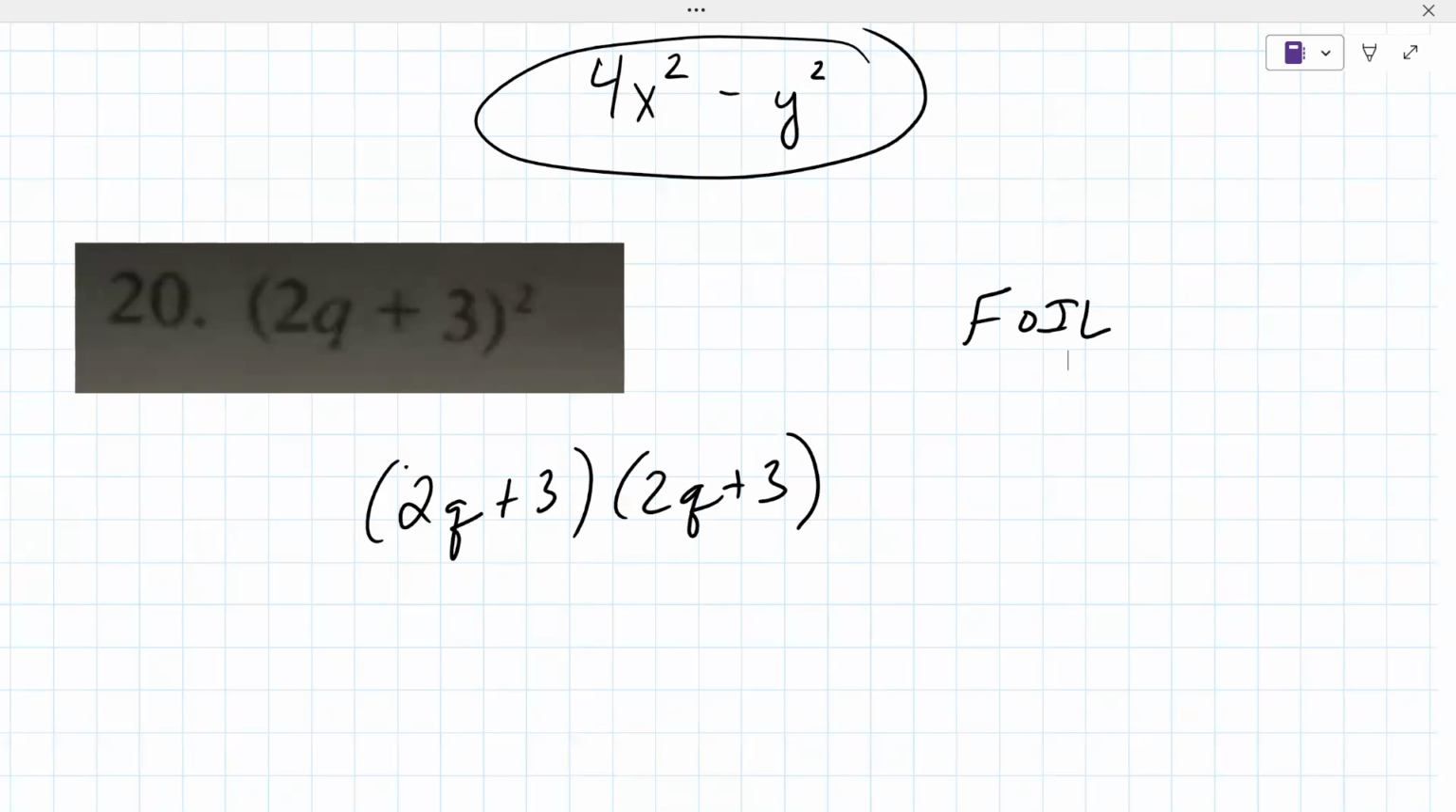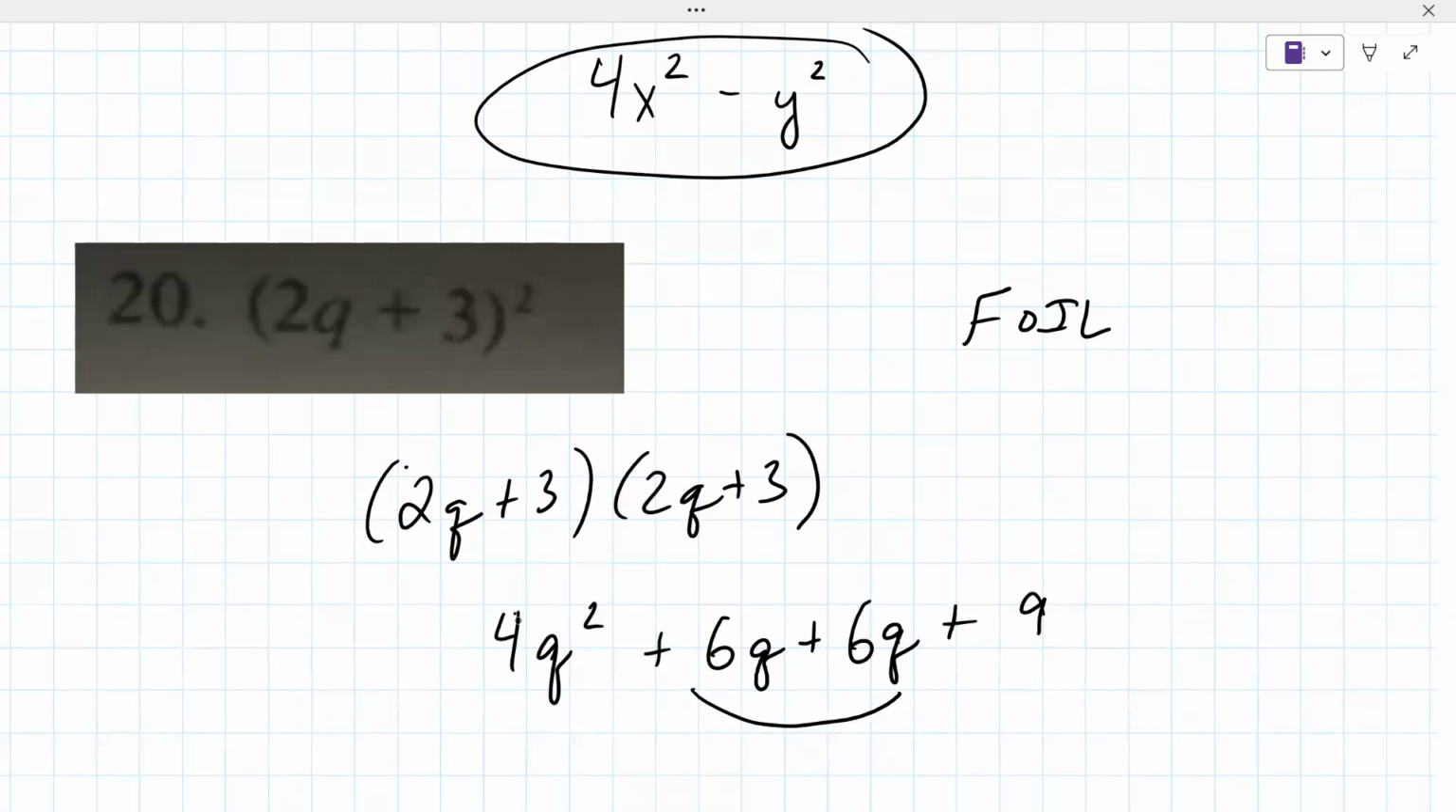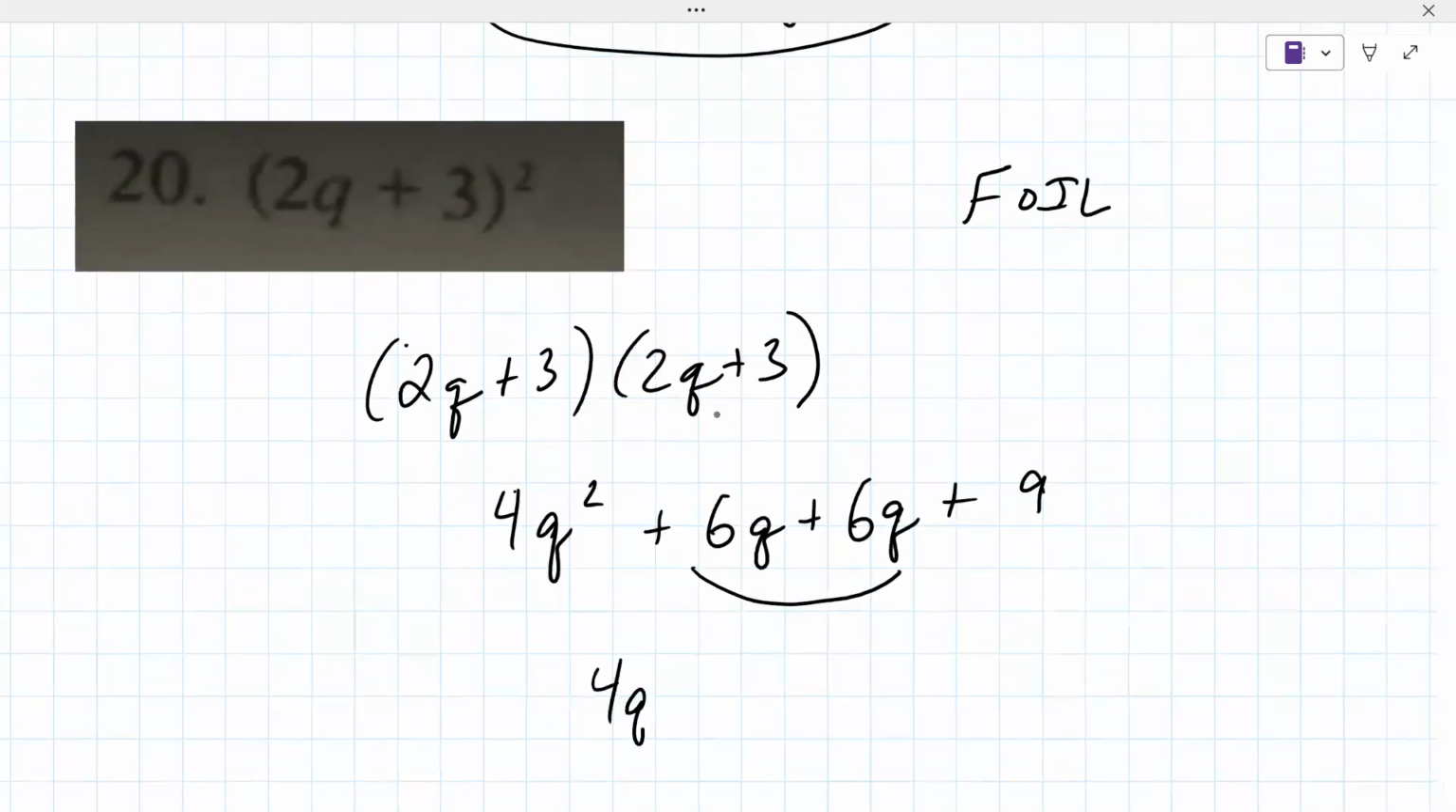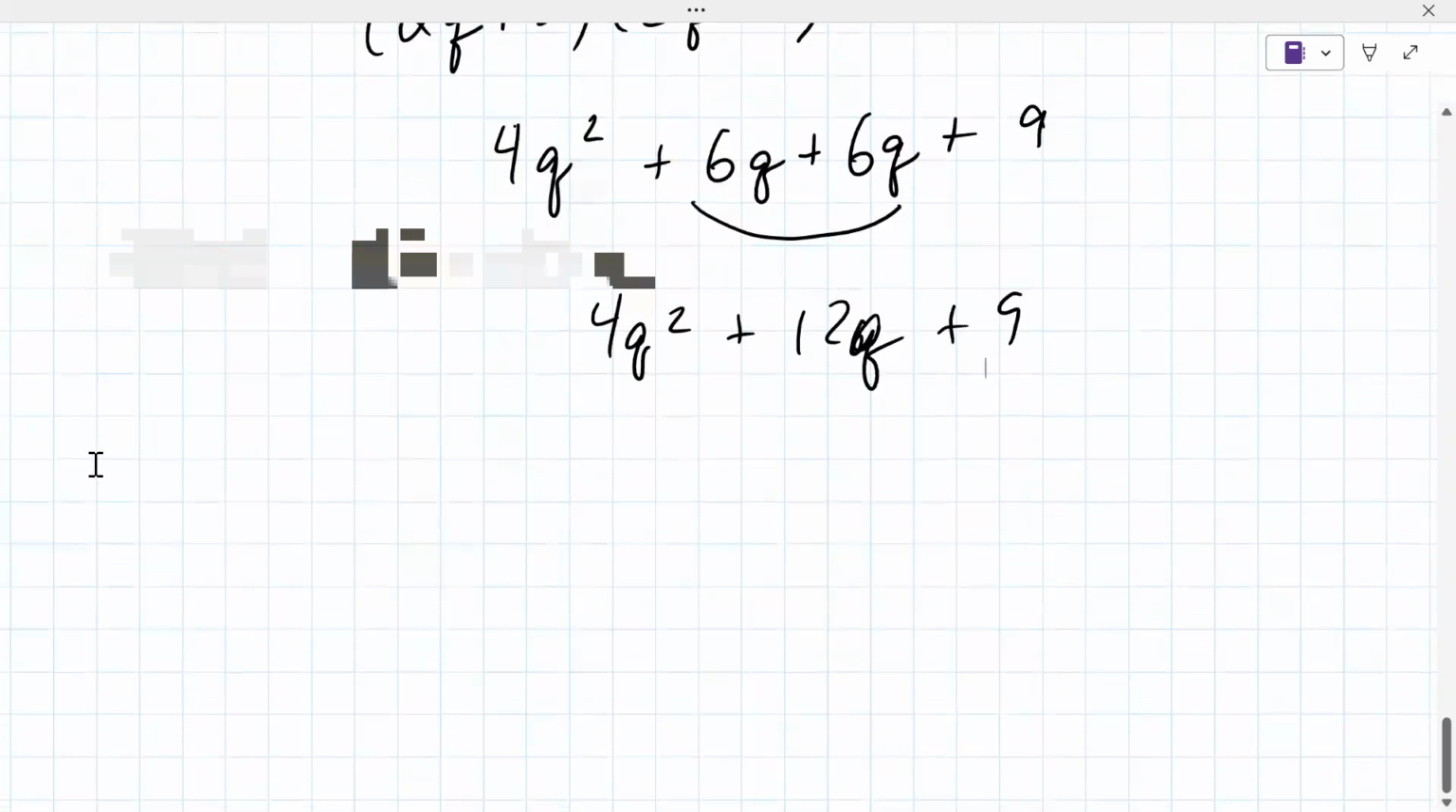Okay, I think I have it right. So let's see. 4q squared plus 6q plus 6q plus 6. 3 times 3 is not 6. Oh, that's 9. Okay. The outer and the inner, they typically always combine. What does that combine to? That would be 12q. You can't add exponents unless you're multiplying. Okay, all right, so get that down. We'll move on to 21.